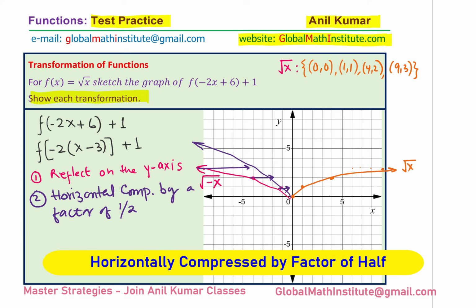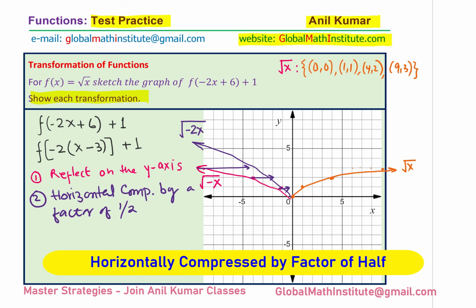And the second one now is square root of minus 2x. Correct. So we have horizontally compressed, bringing all the x values to half the points, right?